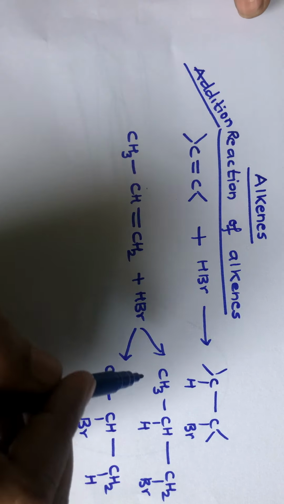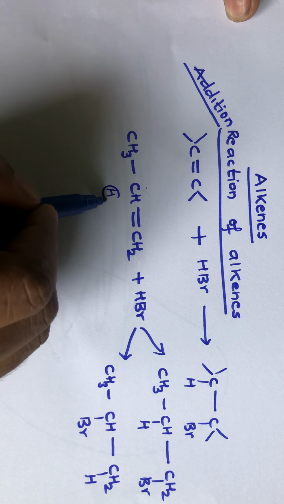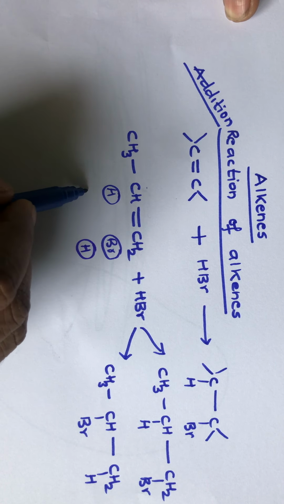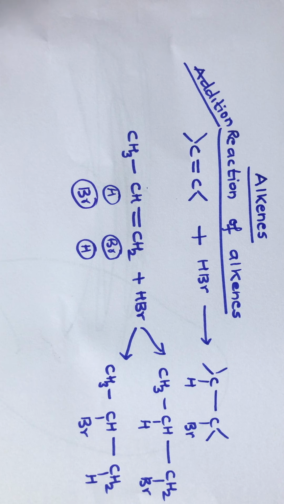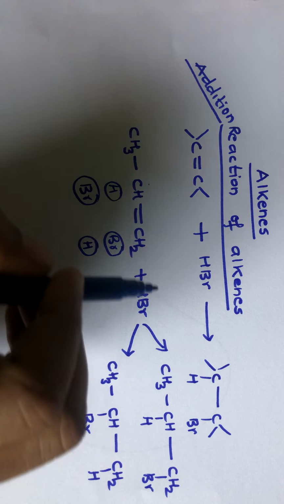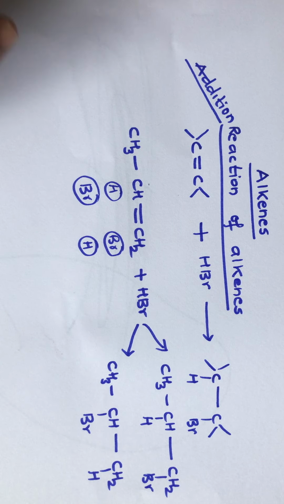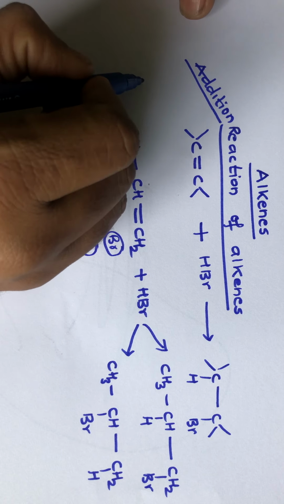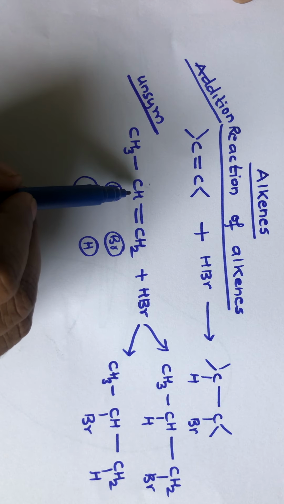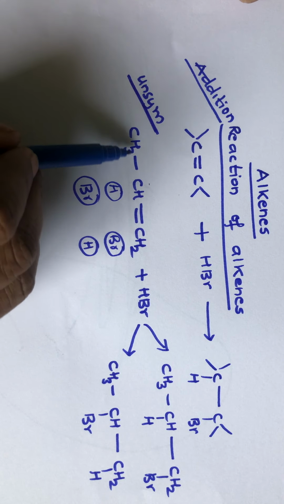So what is the difference here? If hydrogen attaches to this carbon, then Br will attack here. If the hydrogen attaches to the other carbon, then Br will attack there. So both possibilities are possible. Out of these two, one will be the major product, the other will be the minor product. What is a major product? The compound that is present in larger amount is called the major product. During the addition of HBr to such an alkene, these alkenes are called unsymmetrical alkenes. Unsymmetrical means that on either side of the carbon-carbon double bond the groups are different.